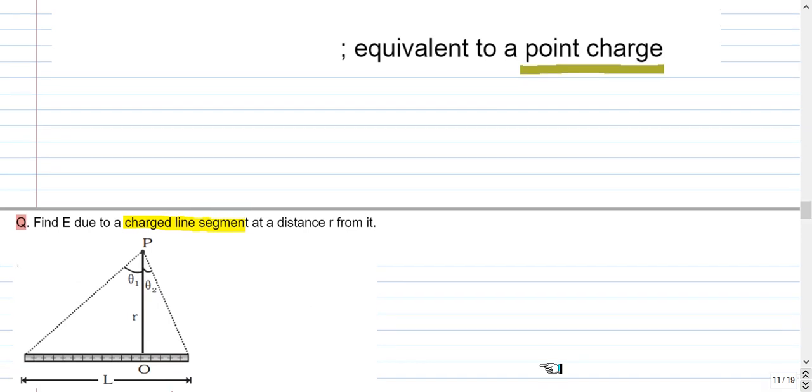This is the next question. Find the electric field due to a charge line segment at a distance r from it. So this is a linear charge of finite size, capital L, and we are taking a point at a distance r from this line segment. This angle is 90 degrees, and this point P is located such that the ends make an angle theta 1 and theta 2. You can pause and attempt this question.